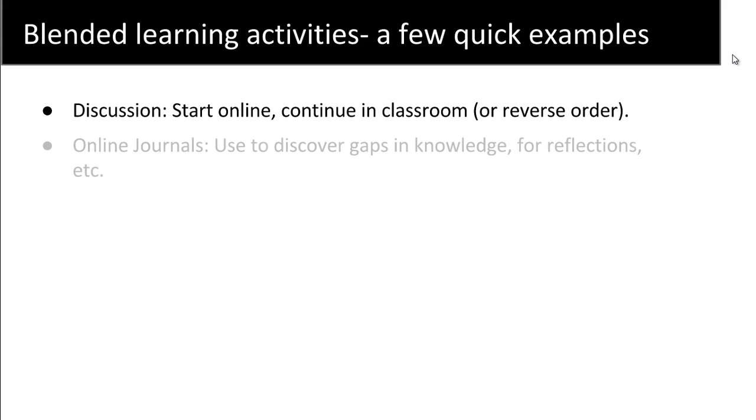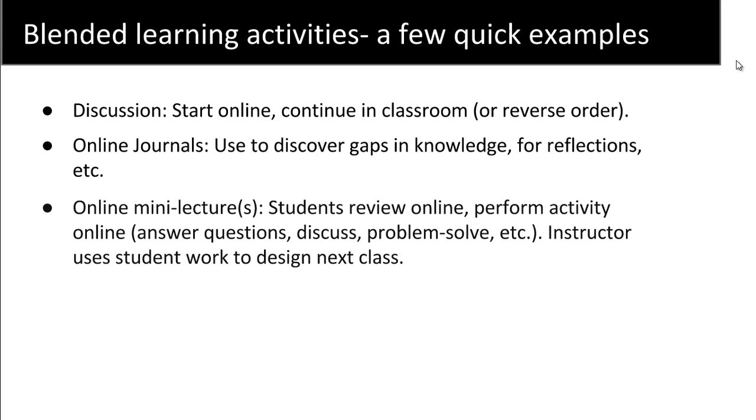A few quick examples of blending learning activities. A blended discussion, you could start online and continue in the classroom, or reverse that order. There is some research showing that students who are reticent in a face-to-face discussion are less so when the discussion starts online. Online journals, a tool that is a private student to instructor communication tool. You can use that to discover gaps in knowledge, for reflections, other things.